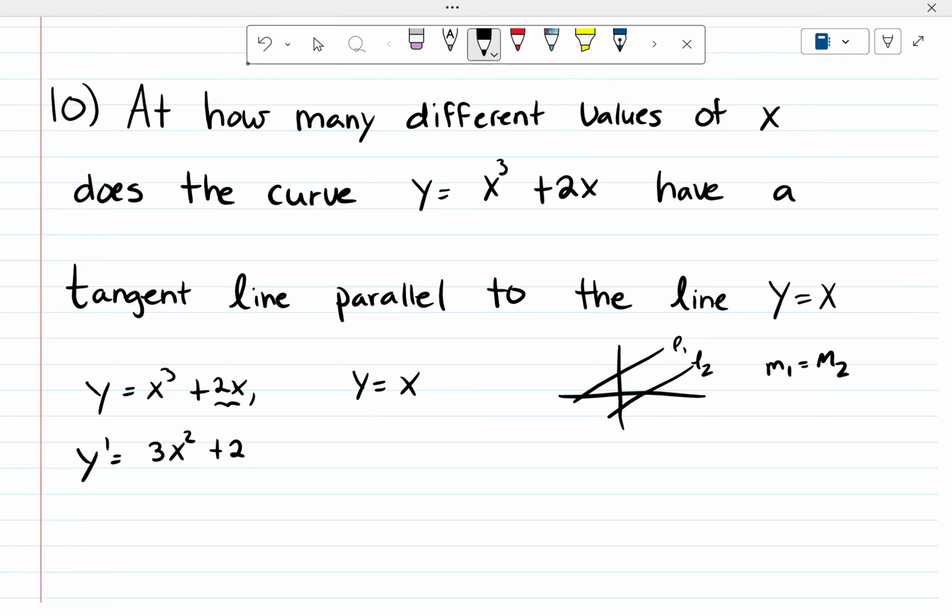And then what about here? What's the derivative of y equals x? It is going to be 1. So once we find the derivative, we're going to set each equation equal to each other. So we're going to say 3x squared plus 2 equals 1.